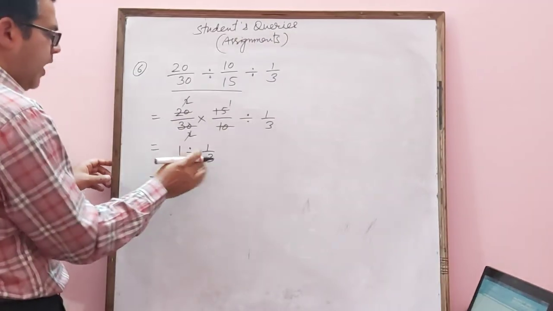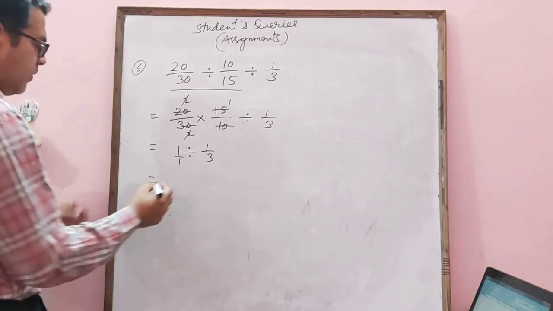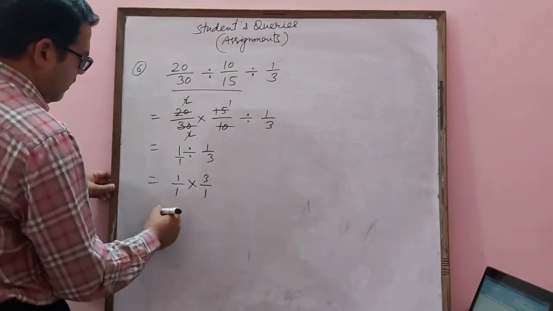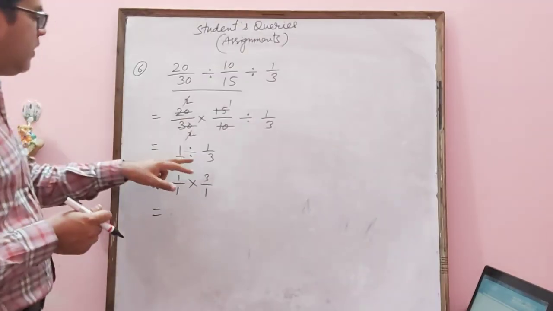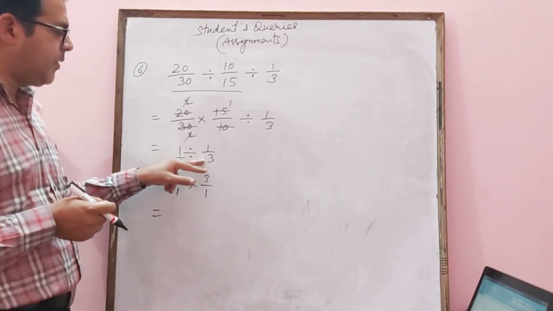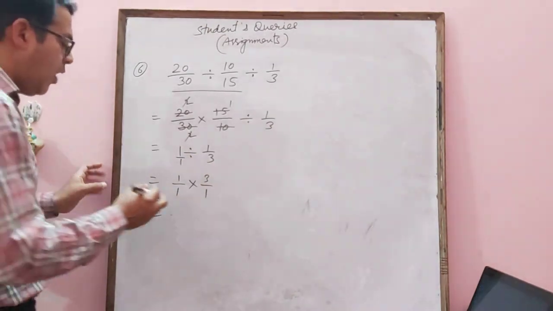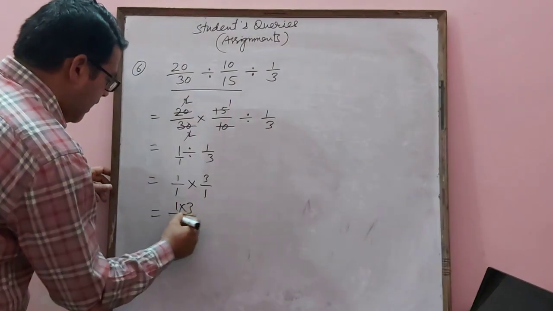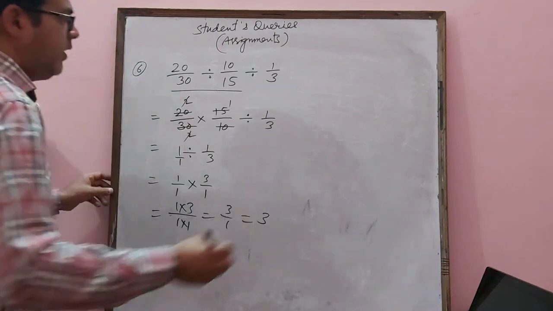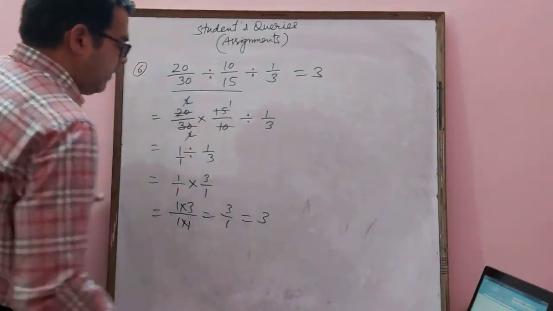Now we have to solve this one. So we can write here 1 upon 1 also, right? So 1 upon 1 multiplied by 3 by 1. How? We have converted this division into multiplication after taking the reciprocal of 1 by 3, that is 3 by 1. Now 1 into 3 by 1 into 1, 3 by 1, that is 3 only. So what is the answer? Answer is 3 only.